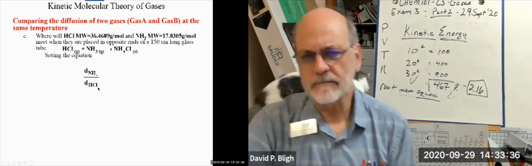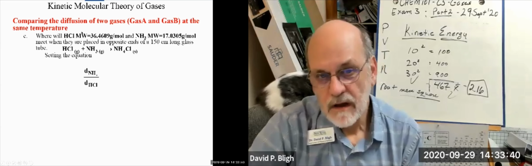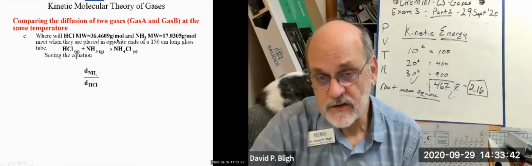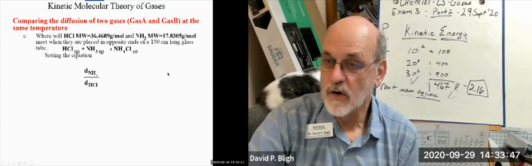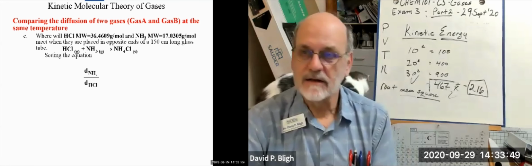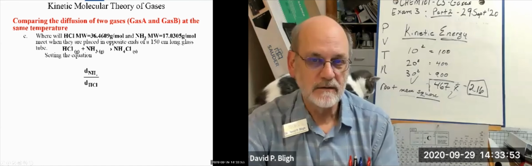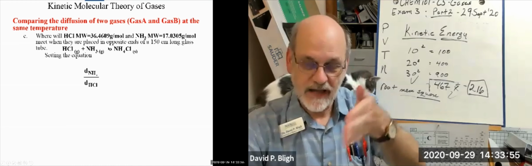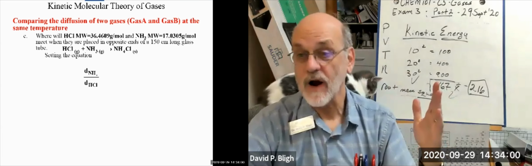Let's stop for a second. Which one's going to move farther? Hydrogen chloride at 36 grams per mole or ammonia at 17 grams per mole? We should see them meet closer to the hydrogen chloride because it hasn't moved as far, right? So that curtain, that haze should form closer to the hydrogen chloride side.